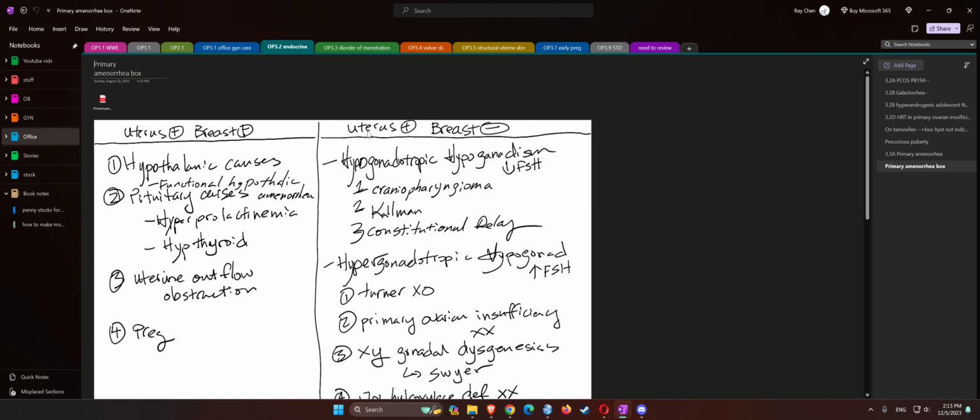What are the differentials? Or first of all, what's the diagnosis? What's the definition of primary amenorrhea? Primary amenorrhea is the absence of thelarche and menarche by the age of 13, or the absence of menarche with thelarche present by the age of 15. Say that again, sorry. Absence of both thelarche and menarche by age 13. Absence of menarche in the presence of thelarche at age 15.